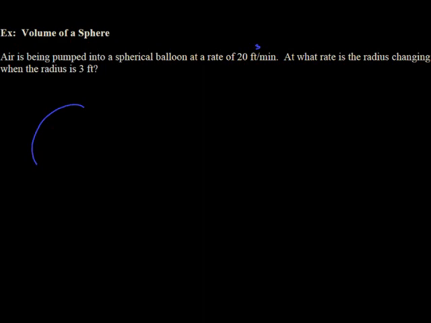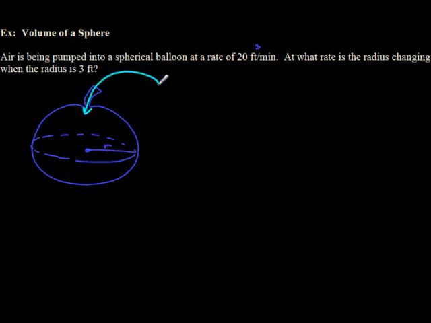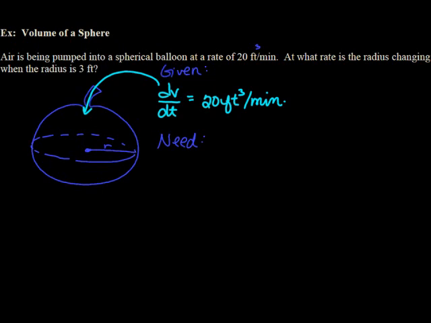Okay, so our visual model, here's our balloon. Looks a little bit more like a pumpkin. That's a balloon. And we have our radius. So there's the radius. And we are putting air into the balloon. So air is going into the balloon, which is a change in volume. And that rate was 20 cubic feet per minute. Okay, so the given information was dV/dt. And then what do we need? They ask us what is the rate at which the radius is changing. So we need to know what is dr/dt at the moment that the radius is equal to 3.